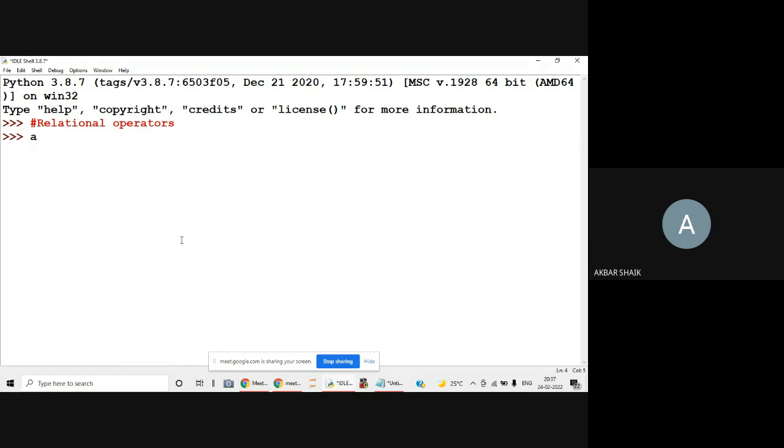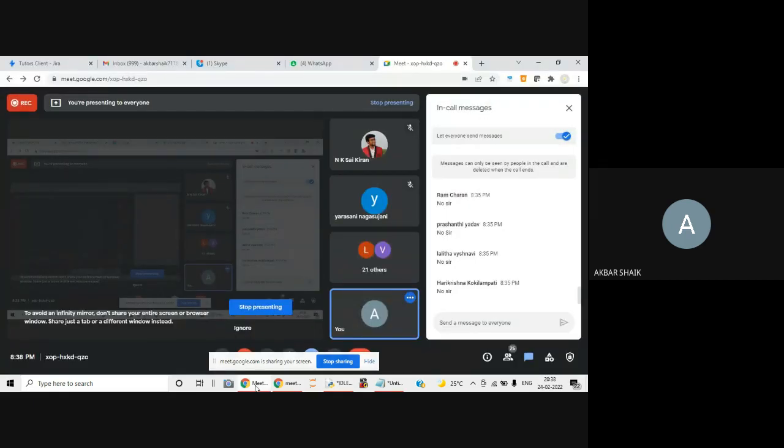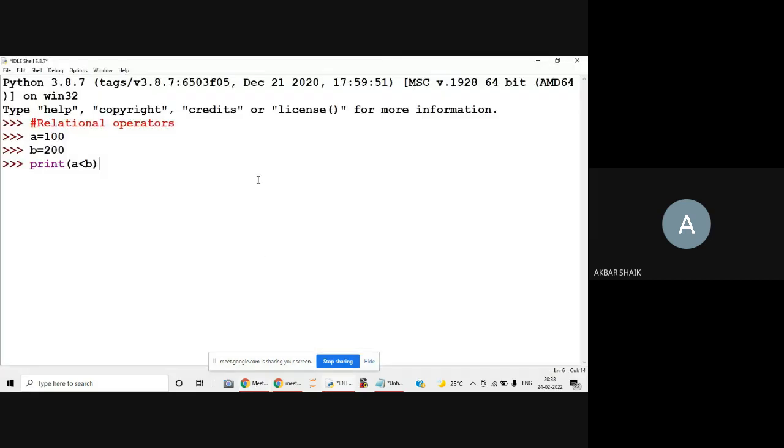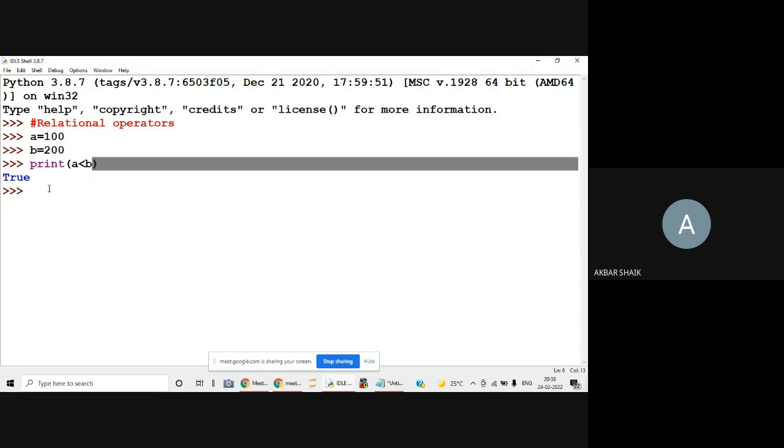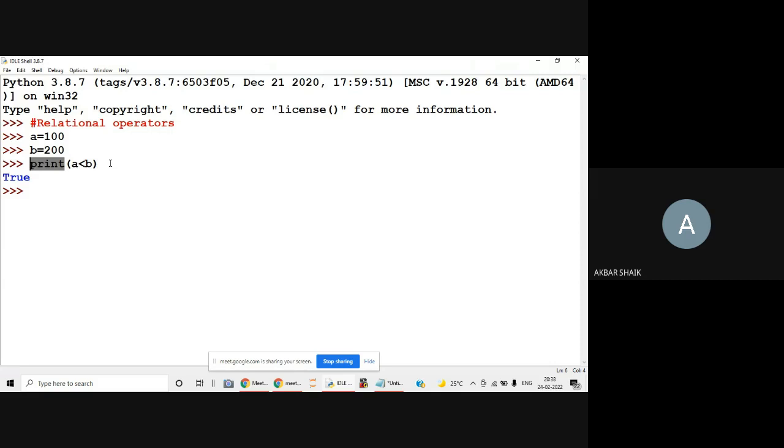For example, A is equals to 100, B is equals to 200. Print of A less than B. So what is this? A value 100, B value 200. 100 less than 200, is it true or false? True. So this is the result. A less than B means it is true, so that's why it is going to return true.